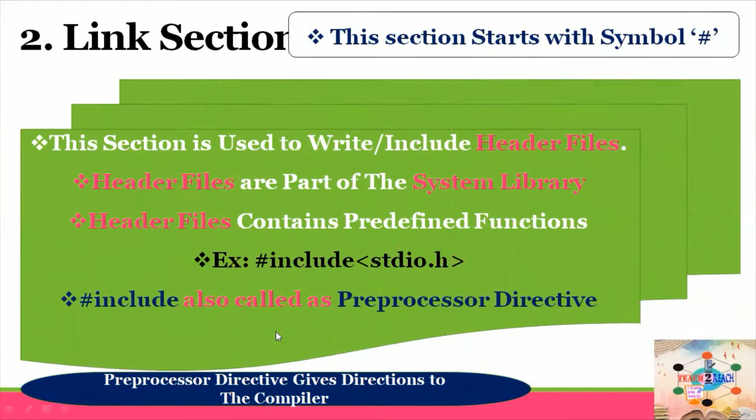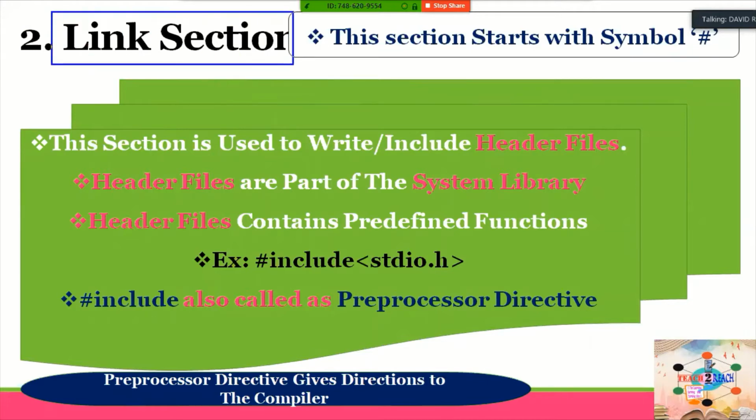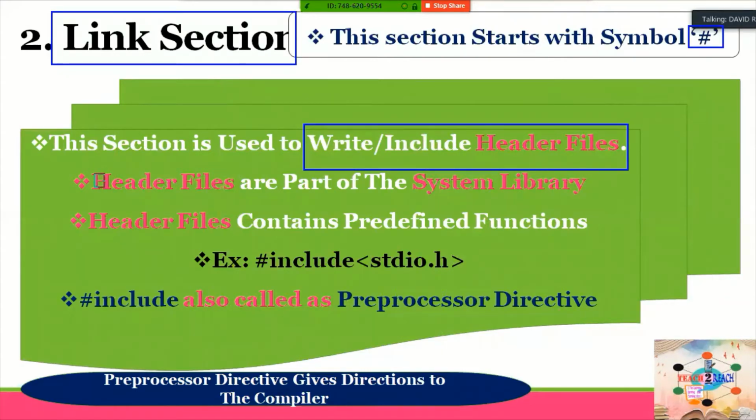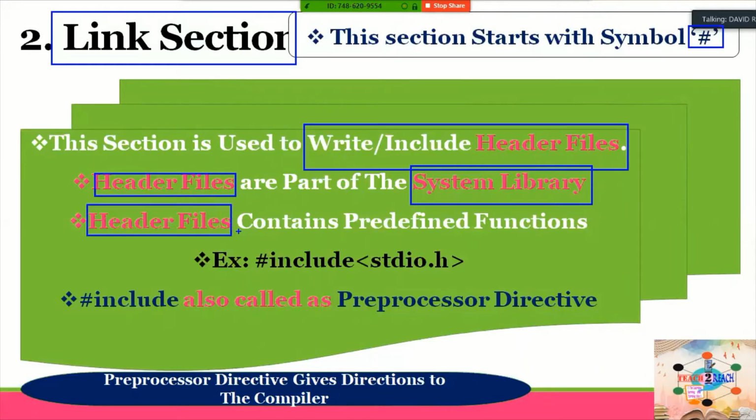The second one, we will see the link section. This link section generally starts with a special symbol called hash. This section is used to include different header files in the program. Generally, all header files are part of the system library, also called the C library. All these header files contain different predefined functions. Before using these predefined functions to perform so and so task in our program, first we are supposed to include header files in our program.